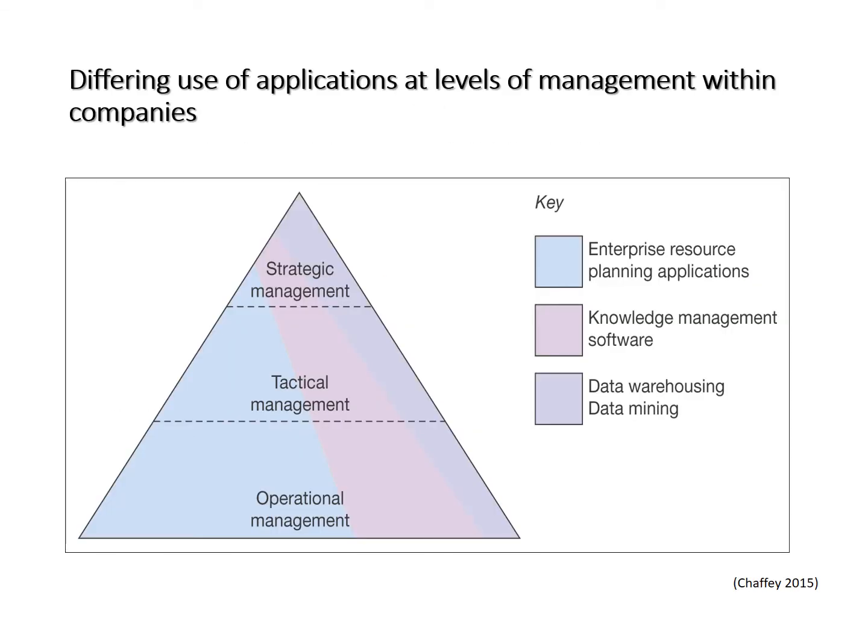Here we have different use of applications at different levels of management for companies. At the top we've got the strategic management, then the middle managers, the tactical managers, and on the lower end the operational management. Going across the gradient, we've got enterprise resource planning applications, knowledge management software, and data warehousing and data mining that managers at different levels should understand.